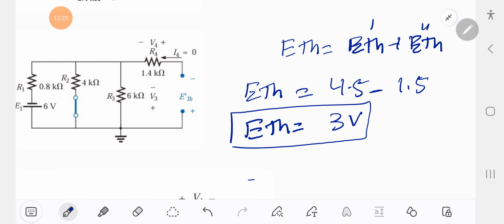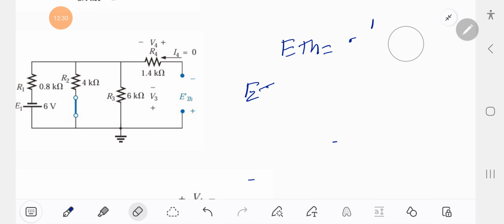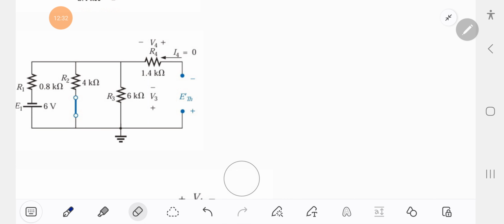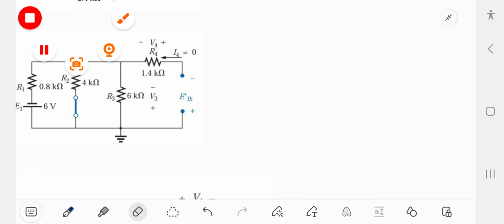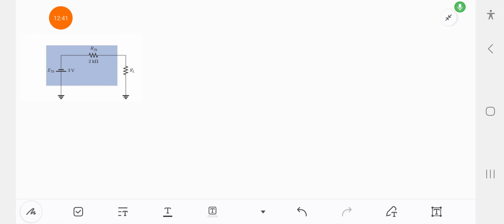Now we found two components of the Thevenin equivalent circuit. So the Thevenin equivalent circuit will look like this.